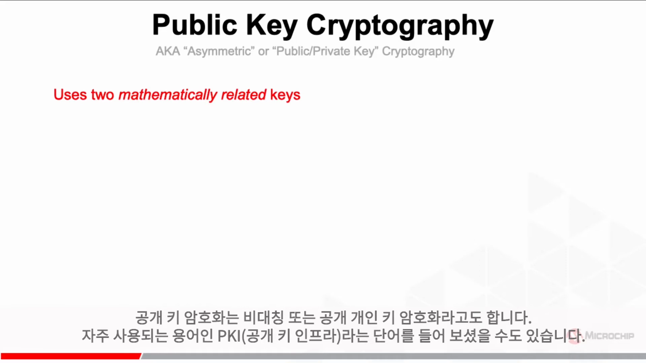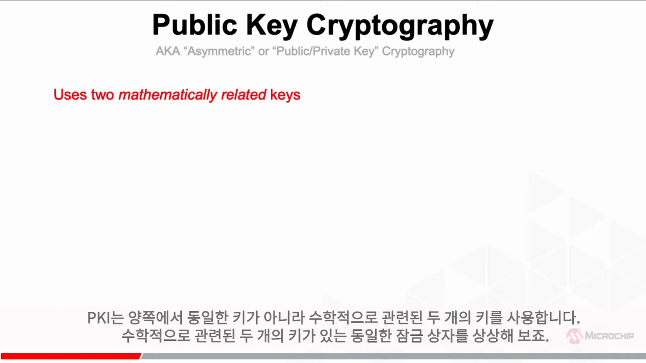Public key cryptography, also known as asymmetric or public-private key cryptography. Also, you may have heard the term PKI, which stands for public key infrastructure. That is also a term often used. Consider that PKI uses two mathematically related keys rather than the same key on both sides.